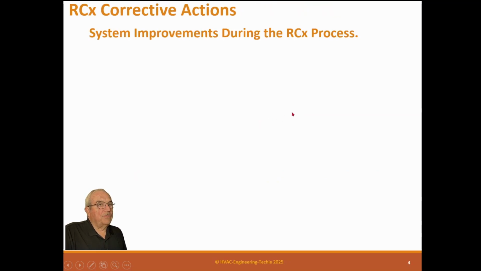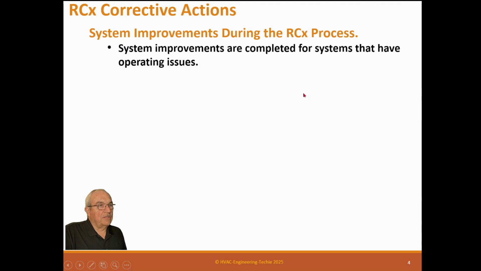So system improvements during the RCx process. System improvements are completed for systems that have operating issues. Remember that way back in the start of the videos, we told you that to do this process, we separate systems that have issues and systems that don't have issues. So systems that are working correctly, we don't mess with, but the systems that aren't working, we're going to fix.